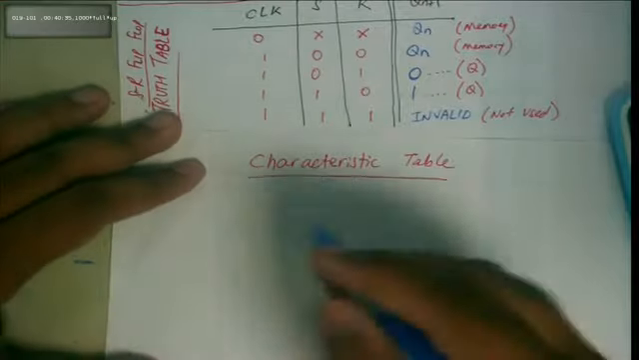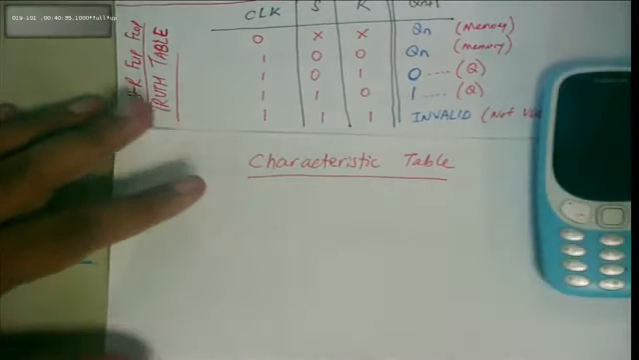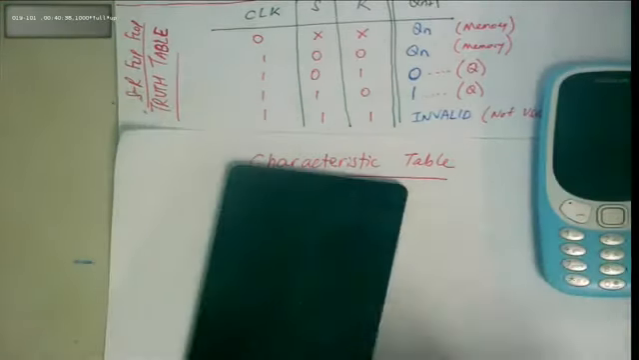Okay, so in the characteristic table, remember what we say: Qn is the previous state, and Qn plus 1 is the current state. Or maybe another way to say it is Qn is current, then Qn plus 1 will become future.